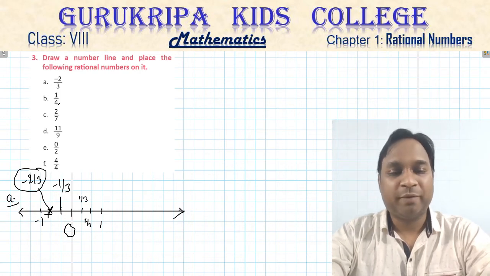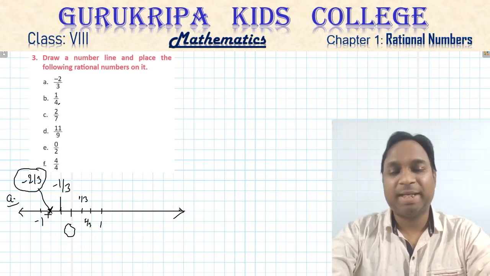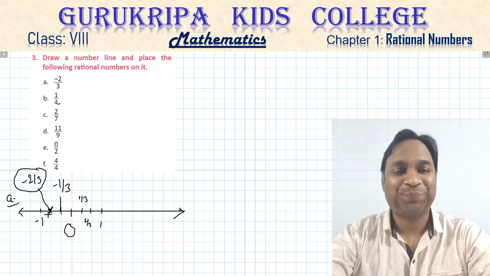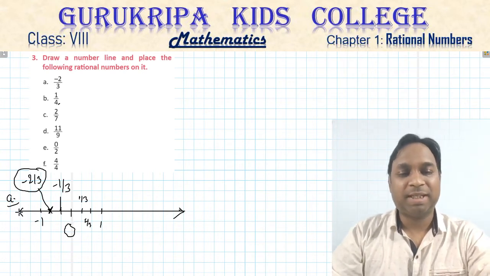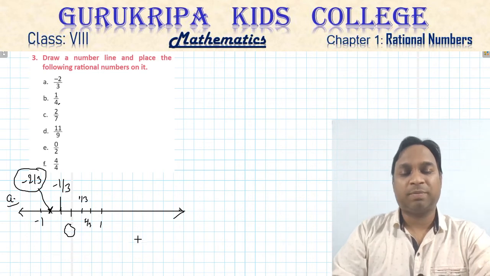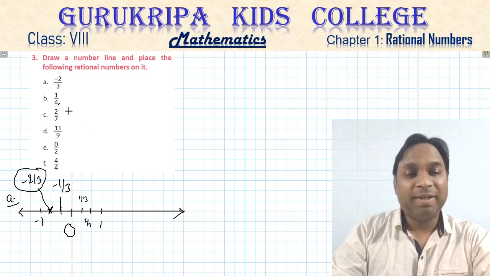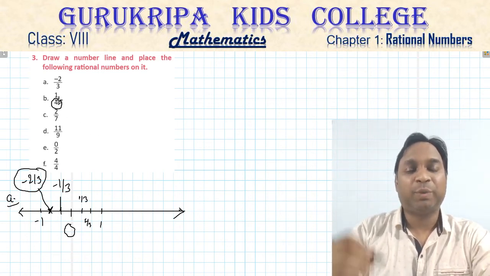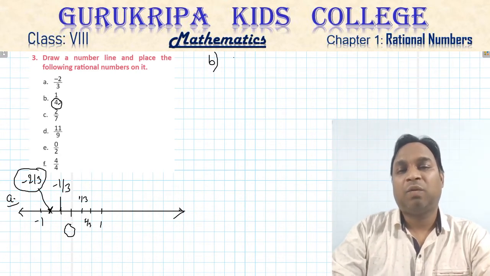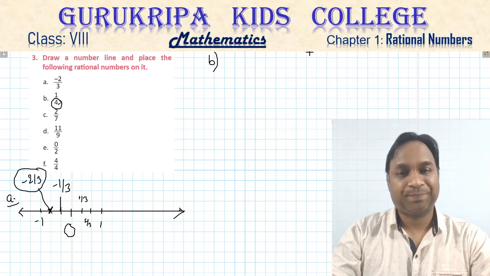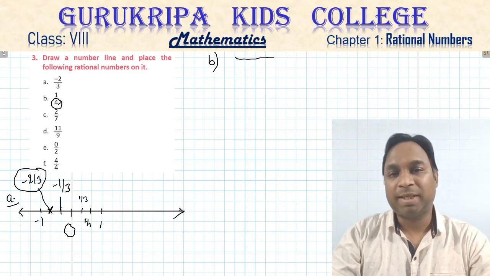Question number B is 1 by 4. Can you plot it on the same line? No. Why not? Can we plot 1 by 4 on the same number line? No, we cannot plot. Why? Because we need 4 divisions now here. Between two numbers, we need 4 divisions. So I'll do it here. 1 by 4. Let's say this is our new number line.